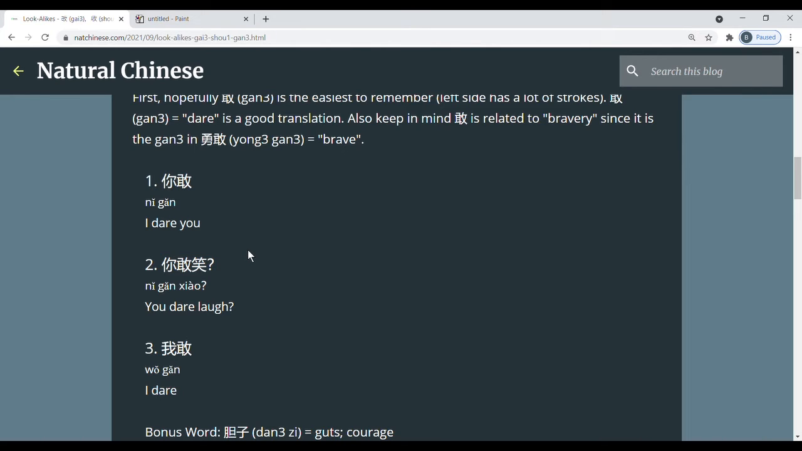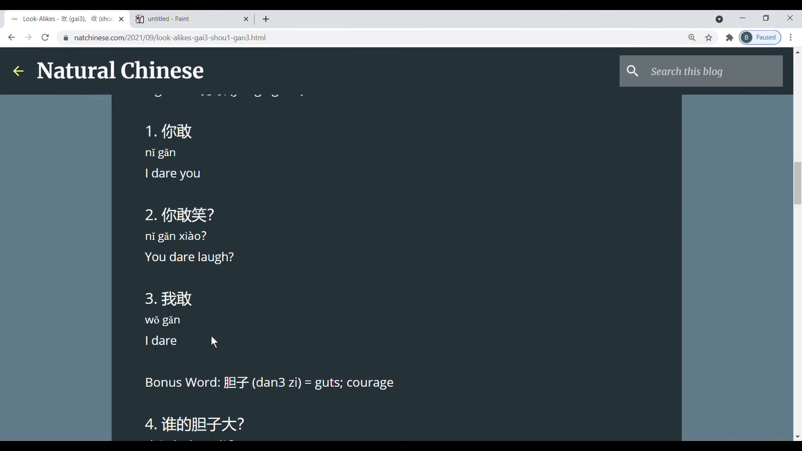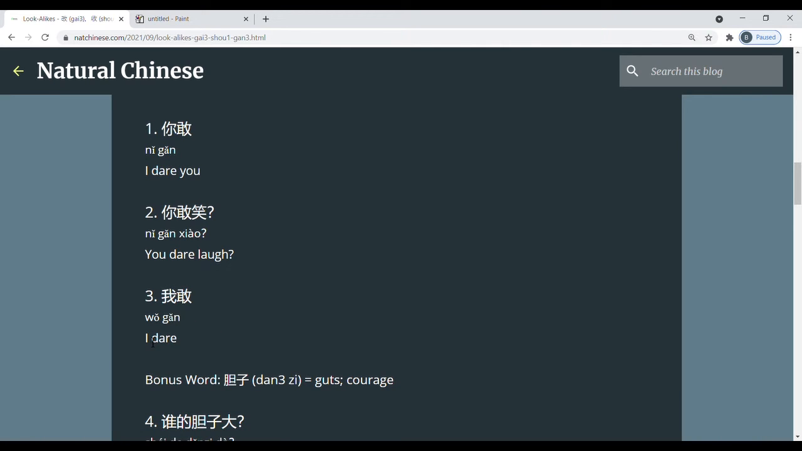And then the answer to that would be our third example. It's like 我敢. It's like, yes, I dare to do it. We omit the verb; we can have it, but omitting it is just fine. It's like 你敢笑, and 我敢 is like, yes, I dare. Or you could say 我敢笑. You can have the verb too.